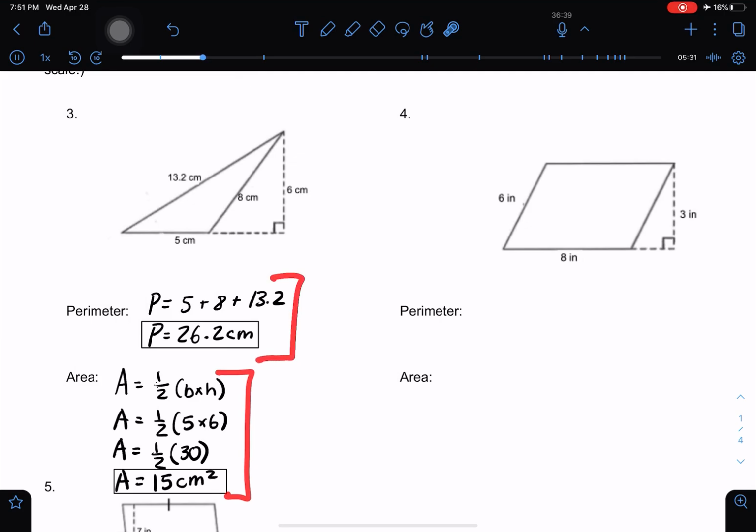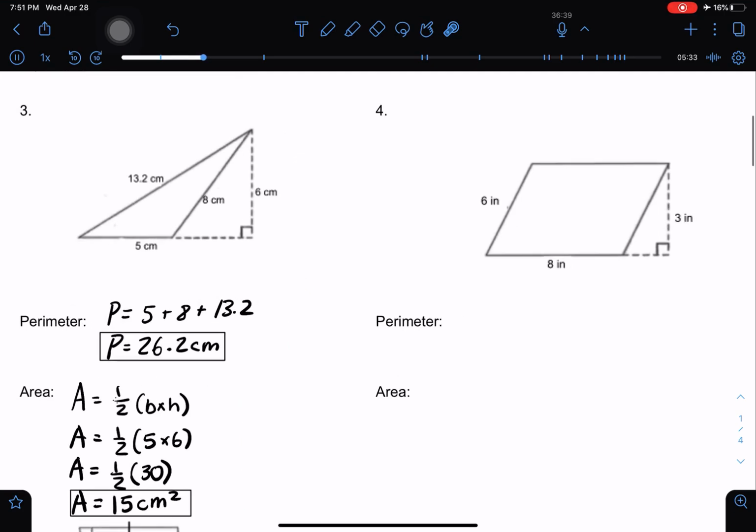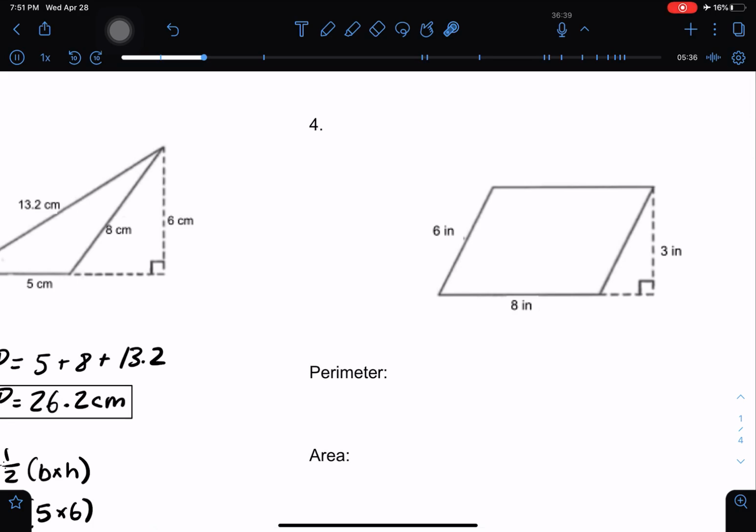Moving on to number 4, we have a very similar process. For the perimeter, we are going to add up all the side lengths. I know perimeter equals the 4 side lengths that we see. It does not tell us all 4 side lengths, but we know using prior knowledge that in a parallelogram, the opposite sides are going to be congruent side lengths. So I know that the top side length here is 8 inches and the right side length is 6 inches.